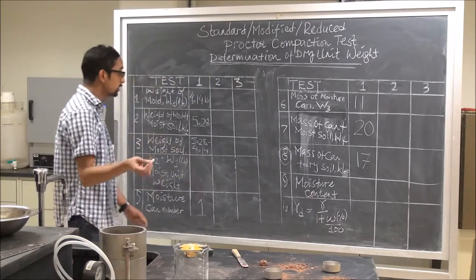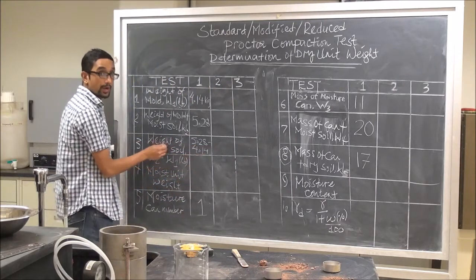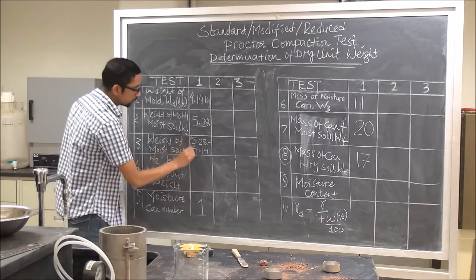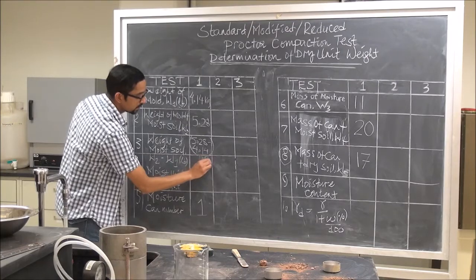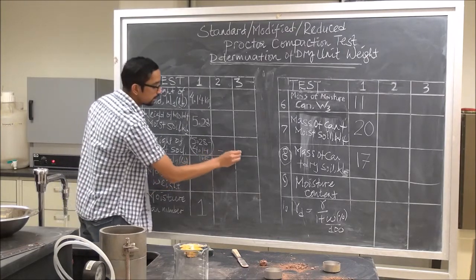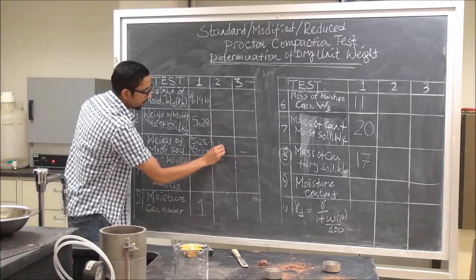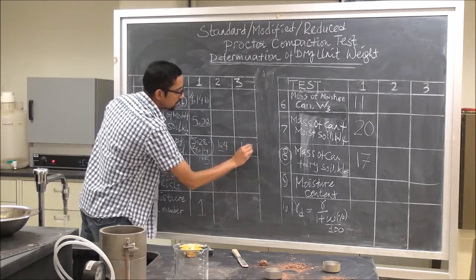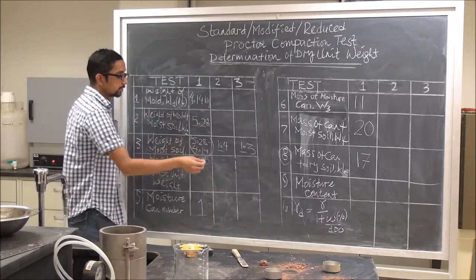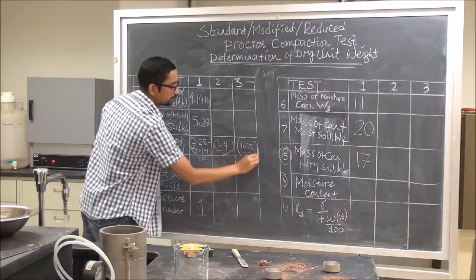You need to repeat the test until there are 2 successive reductions in the weight of the moist soil. So let's suppose if my value here is 1.5 gram, 5 kg or whatever, keep on doing that till there are 2 successive reductions. So next time it may be 1.4, 1.3. So you need to keep on doing the test till there are 2 successive reductions in the moist weight.